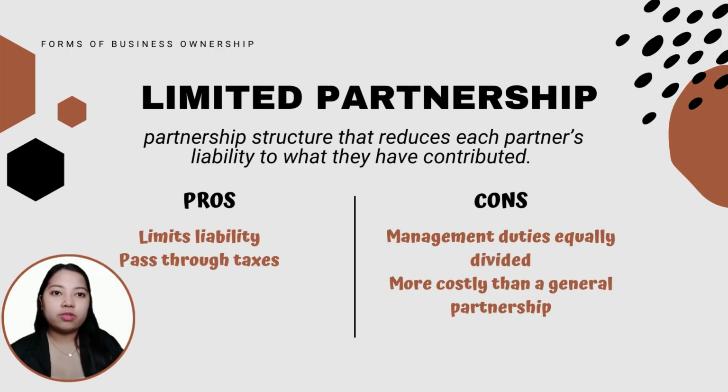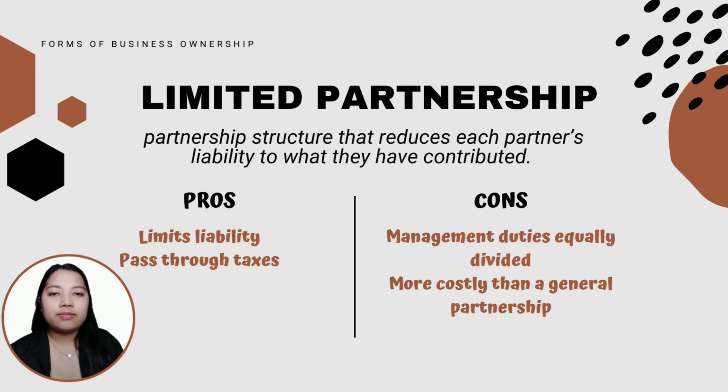So, next is the limited partnership. It is a partnership structure that reduces each partner's liability to what they have contributed. So, we have its pros or its advantages. First is that it limits liability. Limited partners have no liability for partnership obligations beyond their capital contributions, protecting them against personal liability for the partnership's debts and other obligations. They do, however, receive a share of the profits for their involvement as limited partners.